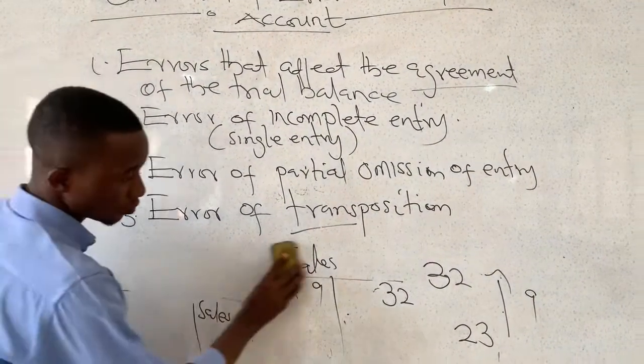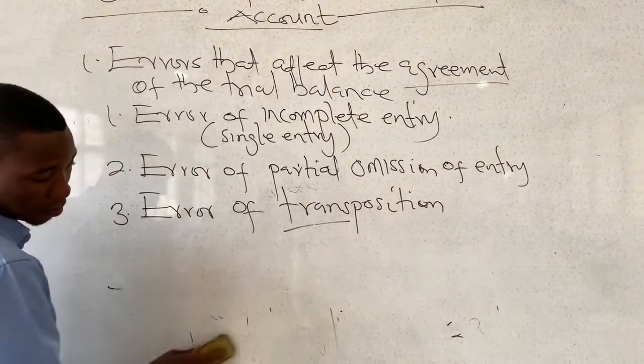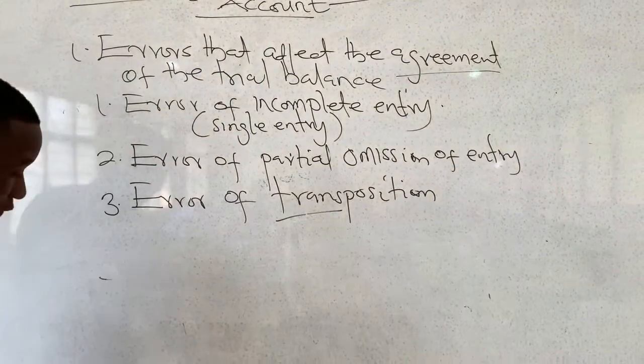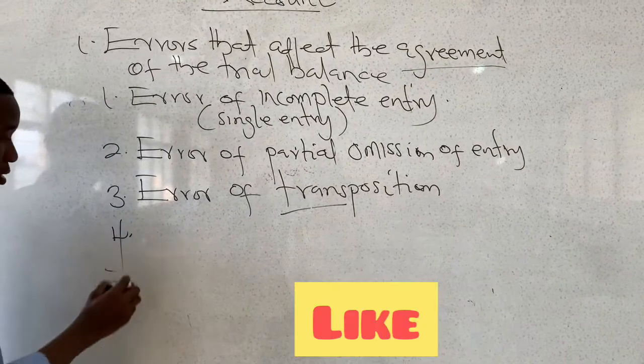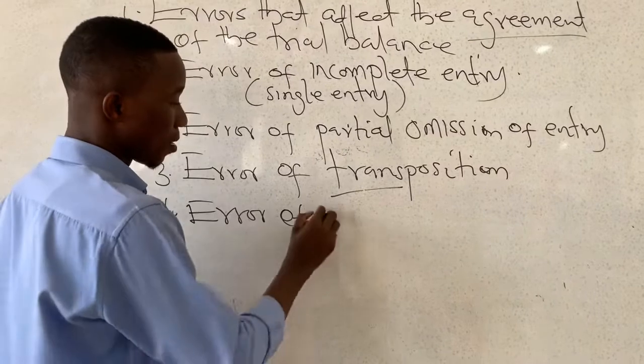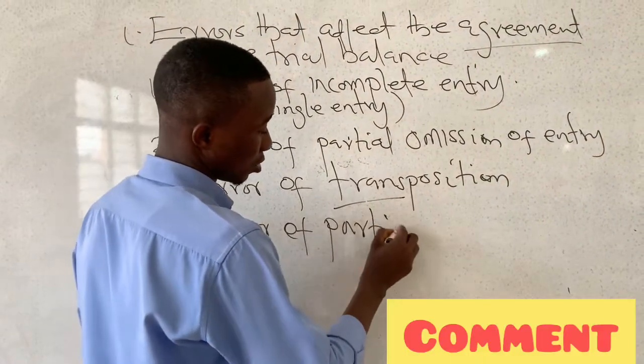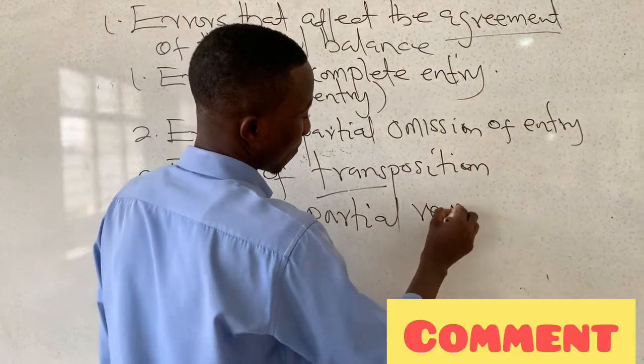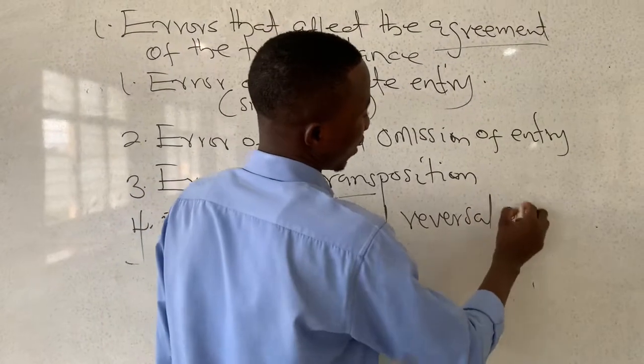Okay. So let's also talk about the fourth error, which is error of partial reversal of entry.